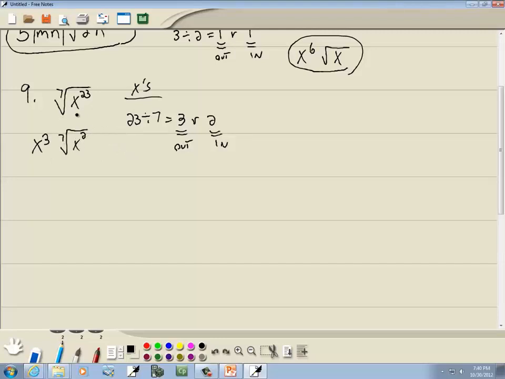Now, do we need to worry about the absolute value bars? No, because the index is odd. The only time you have to worry about the absolute value bars is when the index is even. So that's our answer.